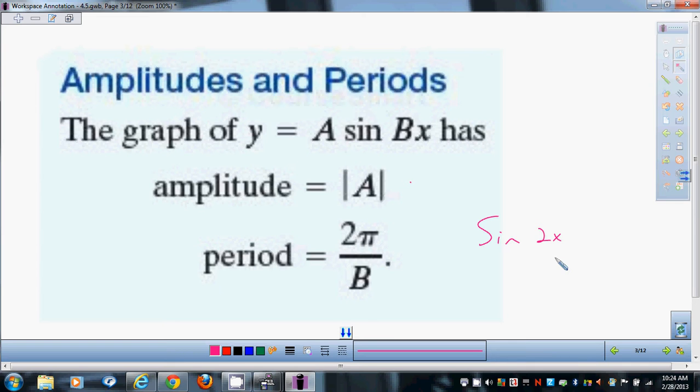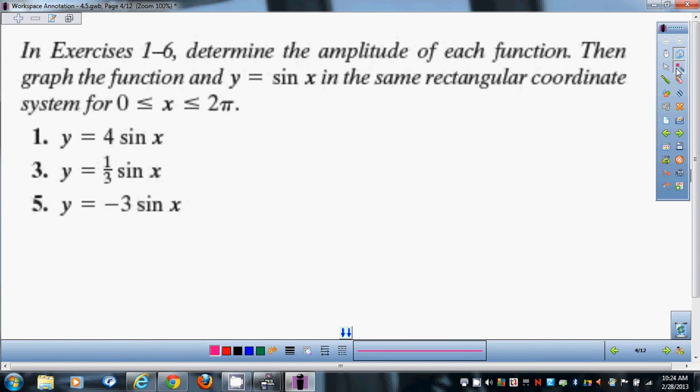All right. All we have to do on these is state the amplitude. What is the amplitude of number 1? 4, thank you. Ashton, what about number 3? 1/3. And Sarah, what about number 5? 3. We don't worry about negatives on amplitude. So it would just be 4, 1/3, and 3.